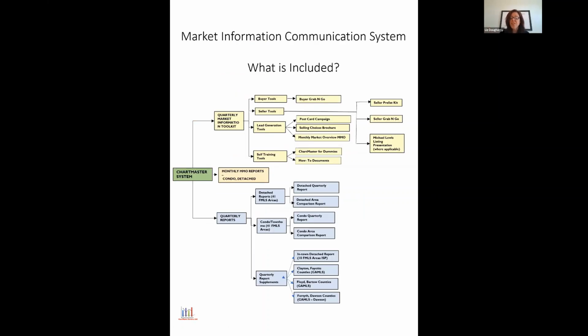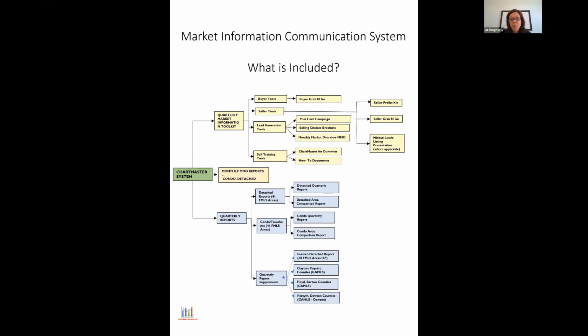This shows how much we have, so you can look at this flow chart. We've got the toolkit, which again includes buyer tools and seller tools and lead generation tools, and also self-training tools. We have this Chartmaster for Dummies document, which goes through how to use it and key charts to use, which I'm going to talk about later.